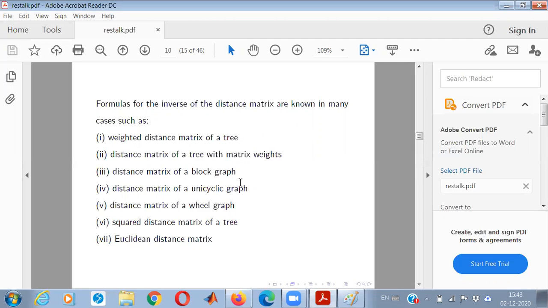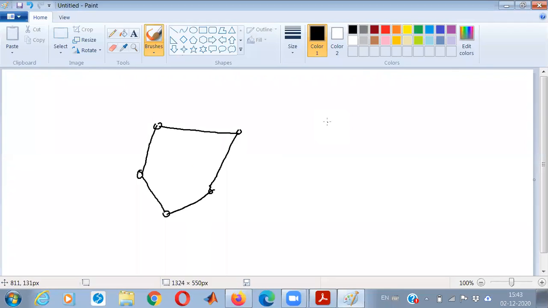Distance matrix of a block graph. Now what is a block graph? A block graph consists of several complete graphs. So you may have a complete K3, then you have a K4. They are brought together in a tree-like fashion. I don't want to go into the definition of blocks, etc. But here is also a block. Then here you may have another block, which is a complete graph on 5 vertices. Such a graph is called a block graph.